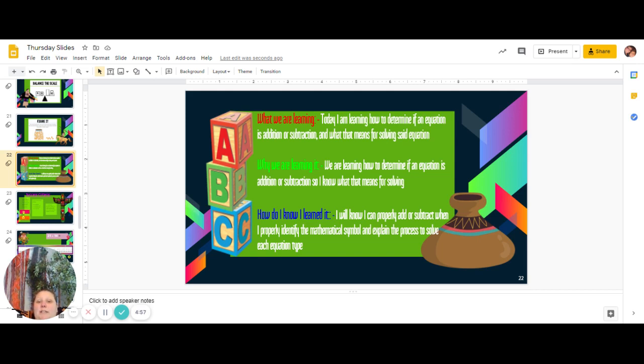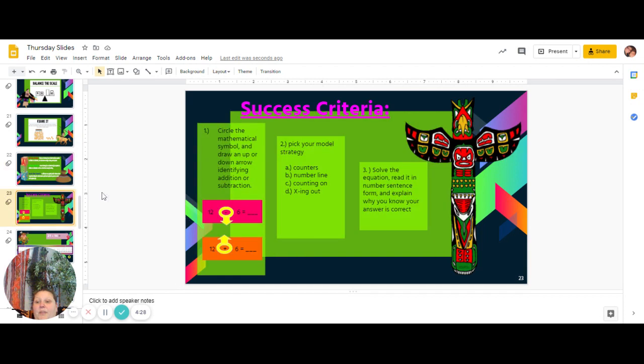You're going to be teaching us back your lessons that you've been learning this week, utilizing the skills that you're most comfortable with. So, remembering today you're learning how to determine if an equation is addition or subtraction and what that means for solving the said equation. Why you're learning this is so that you know what that means for solving this equation. And you will know that you can do this and properly add or subtract by identifying the mathematical symbol and explaining the process to solve each equation.